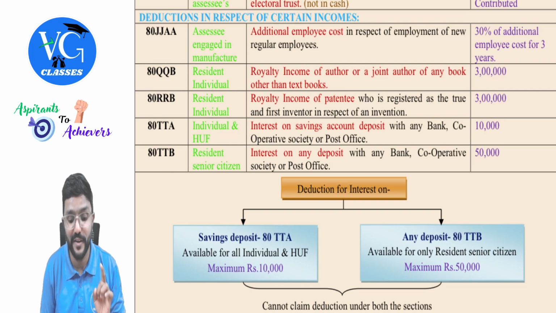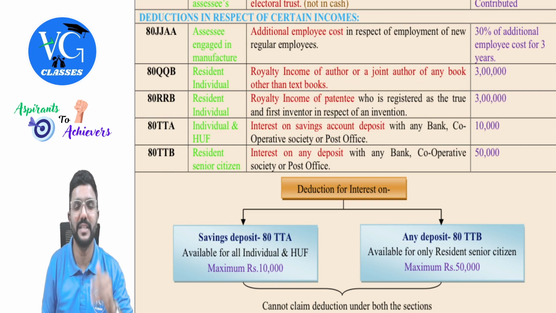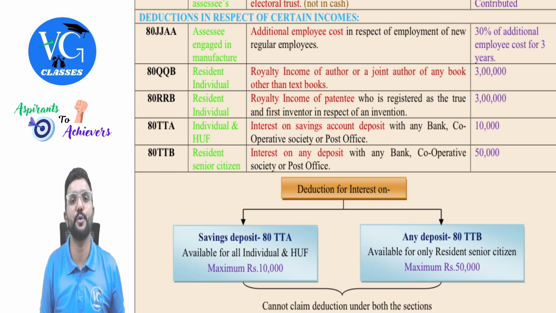QQB. And please be careful here. Royalty income of an author for any book other than textbook is there. But just as a shortcut, I am telling you, QQB. Books means you just remember it as QQB, guys. Got it? And for both of these sections, there is a condition.